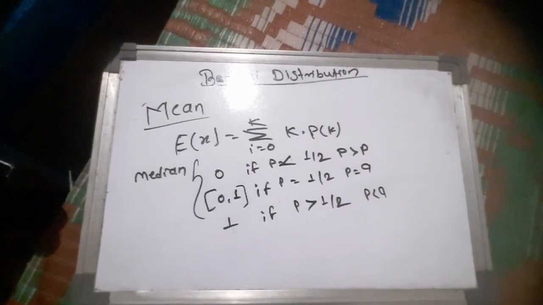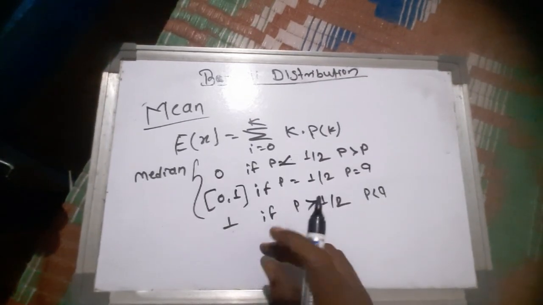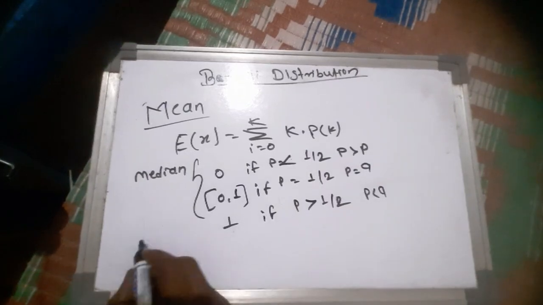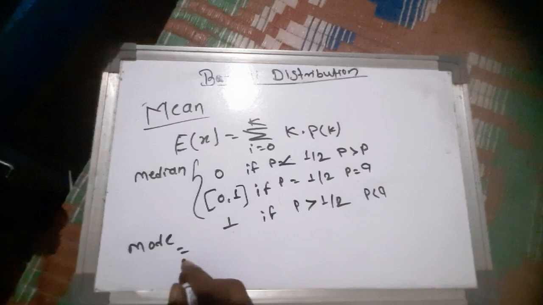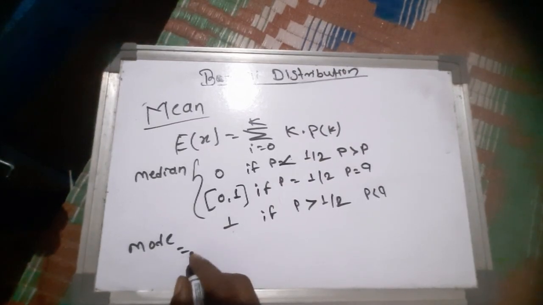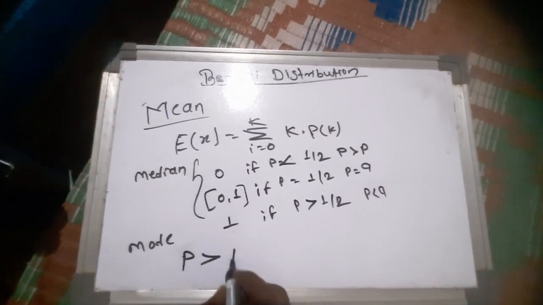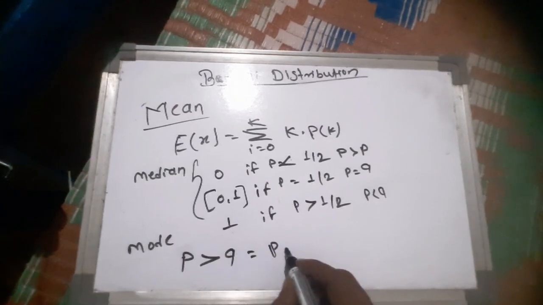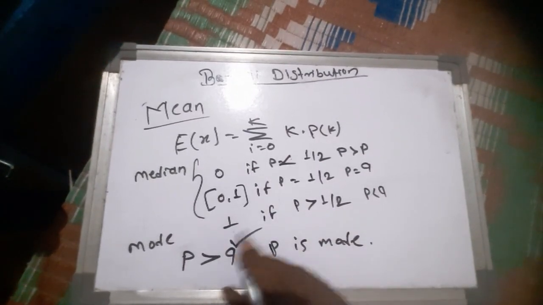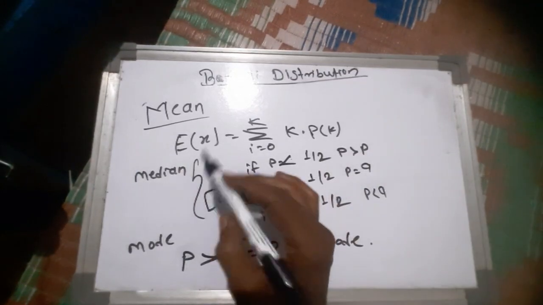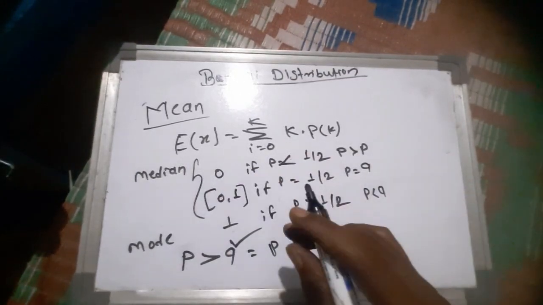If you understand this concept easily, it will help you the most, right? And similarly, if we talk about the mode, for the mode, if p is greater than q, it means p is the mode, otherwise q is the mode. This is the simple formula for the mean, median and mode for a Bernoulli distribution, right?